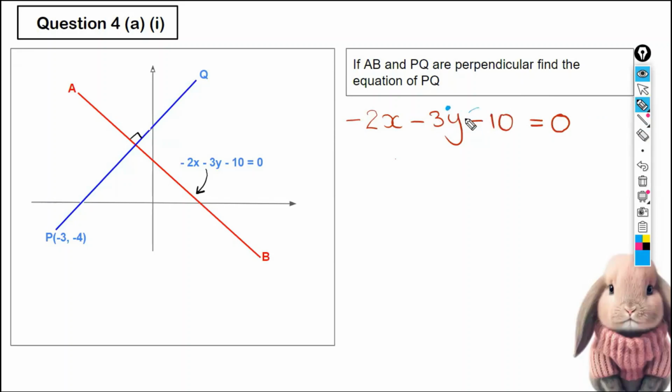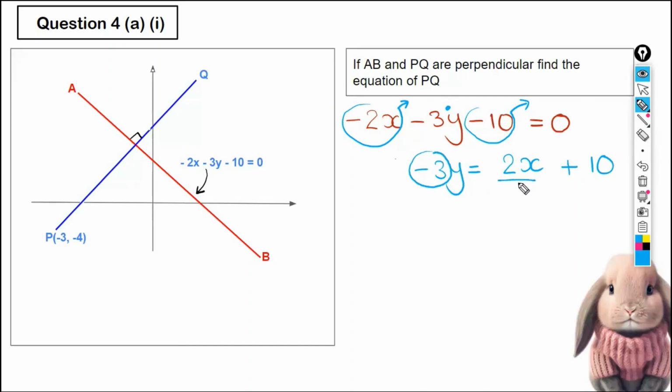To make y the subject, we have to throw across the -10 and the -2x. Let's get the two of them on that side first. So -2x becomes +2x, -10 becomes +10. Then we have to divide everyone there by -3. I'm just going to leave it in fraction form to make it easier. So +2 divided by -3 is -2/3, and I'm just going to put the x here. +10 divided by -3 is -10 on 3, or you can put -3 1/3.